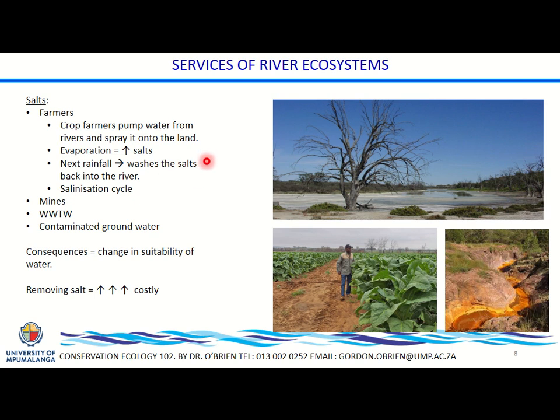Okay, so rainfall washes salt away. Evaporation causes the salt concentrations to increase, and the rainfall washes the salts back into the river, and you have this cycle of salinization. It gets saltier and saltier and saltier. And if you don't have enough water running off your land, if you don't have enough water in the rivers to keep the salt moving, the region gets saltier and saltier and saltier.